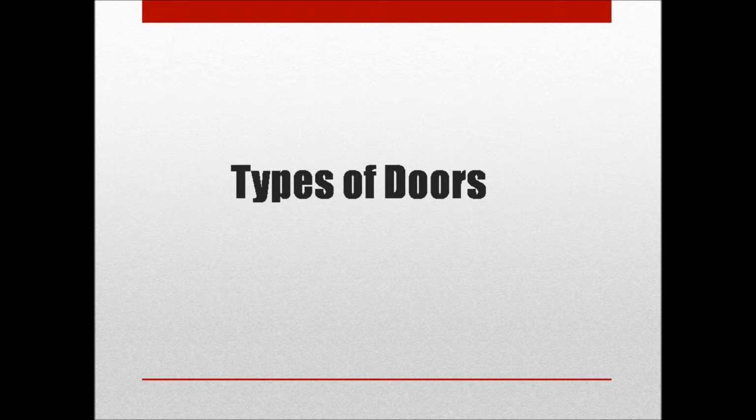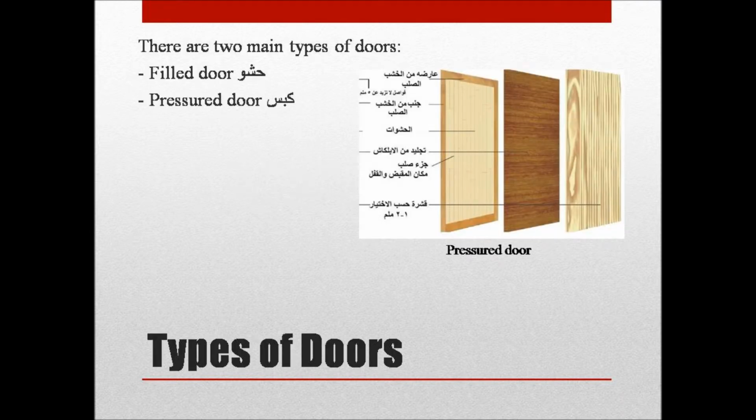There are 2 types of doors, the hashw and the kaps. The first one is the fill door or hash, which is made of contour wooden bars. It's covered by any wooden cover for a good physical appearance. The second type is pressured door or kaps. It's made up of wooden bars with a space of 5 mm between each wooden bar, then it's covered with a thin layer of MDF.